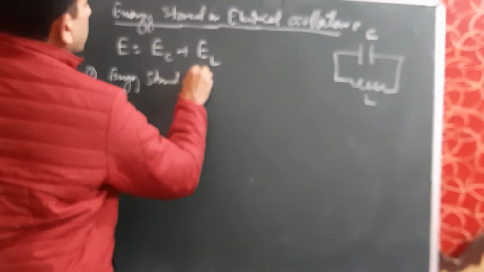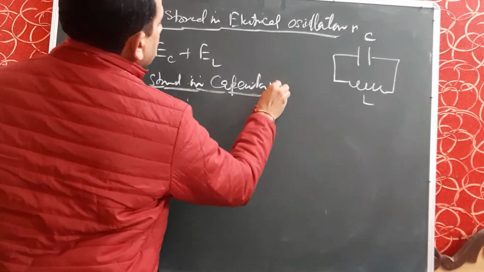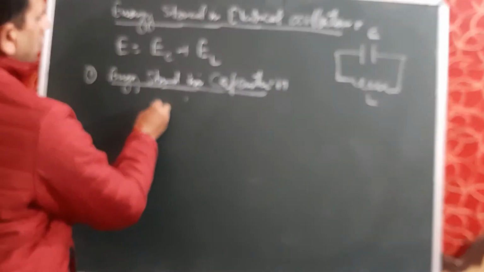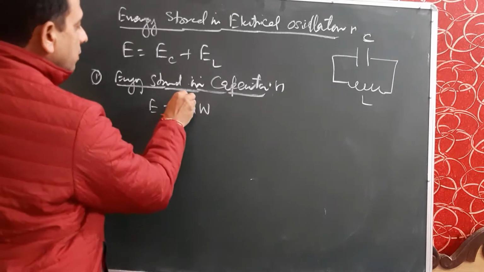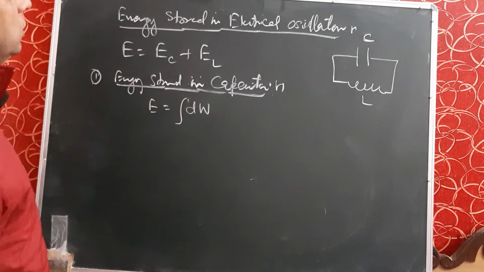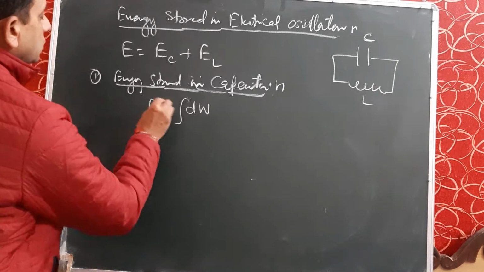So, first energy stored in capacitor. You have already studied this article in the lower class, that is energy stored in capacitor. We know that energy is the work done stored in the capacitor. So, energy is dW, small work done, and integral of work done is total work done. That work done is stored in the form of energy. So, EC is equal to this.